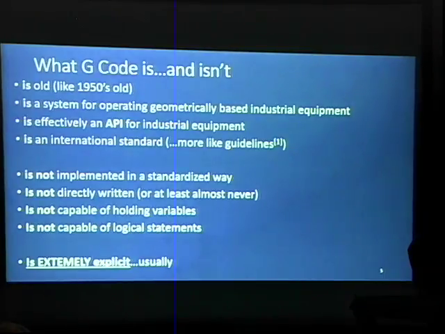What G-code is and isn't. The earlier presenter made a comment that G-code is not Turing complete. Well, okay, great. It's from the 1950s. It's old. Realistically, though, G-code isn't really a language. It doesn't have a lot of the features we typically define as part of having a programming language like C. You can't really do variables. You can't do logical constraints or logical statements, and you can't really write functions on its own. It's also not implemented very standardly, even though it's actually an international standard. A better term for it is more of an API. It's also usually very, very explicit.